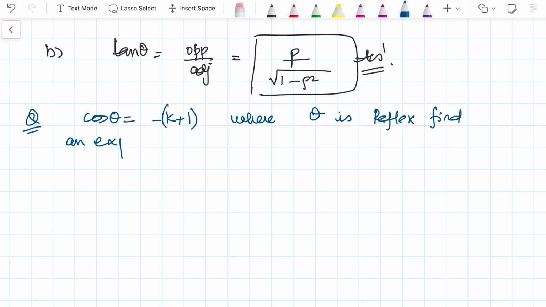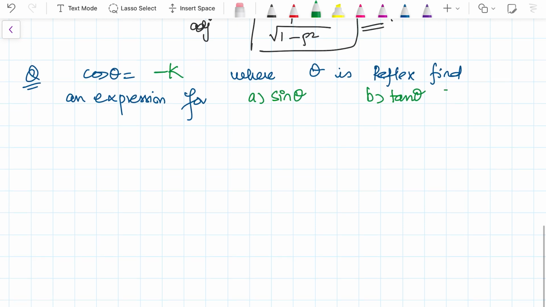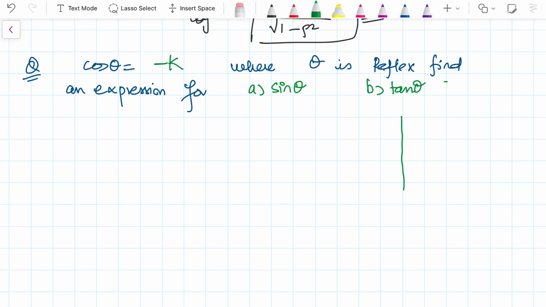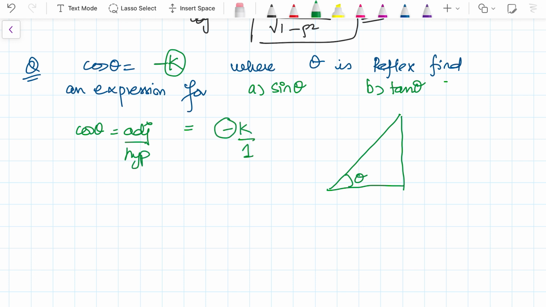Find an expression for sin theta, tan theta. Since I'm making questions myself, sometimes I change the questions. This is theta. Cos theta is equal to adjacent upon hypotenuse. So it's going to be minus k upon 1, and I'm not taking the minus, I'm just taking the values. Adjacent is k and hypotenuse is 1.